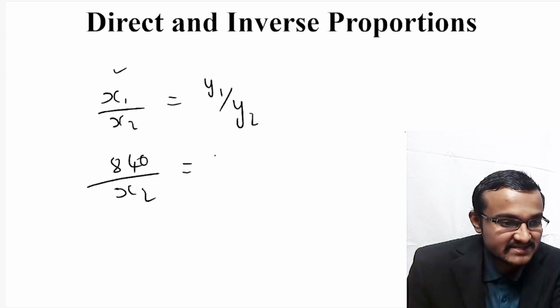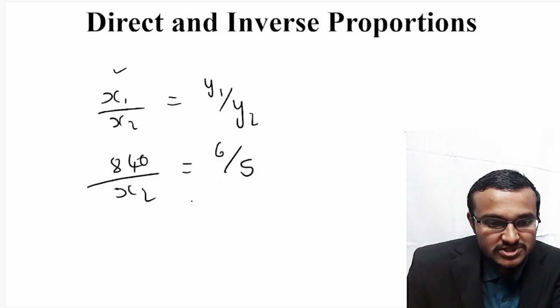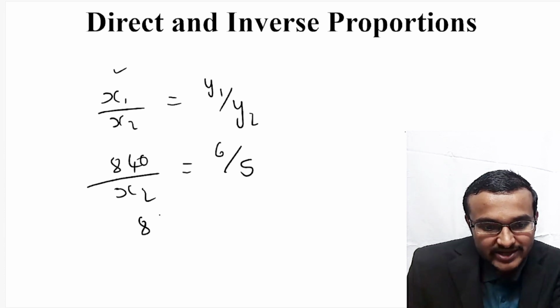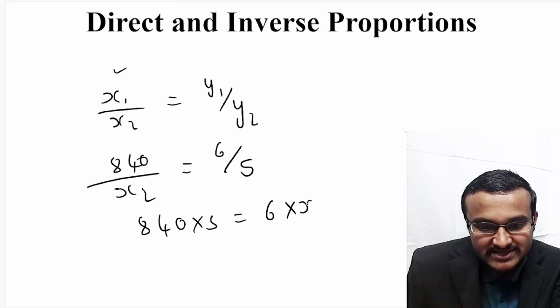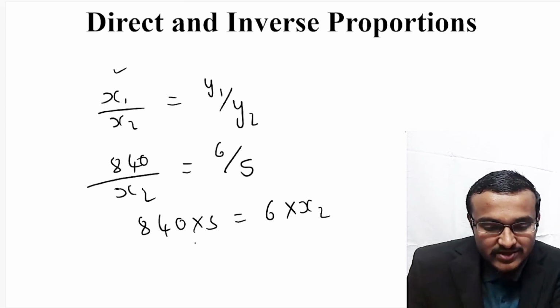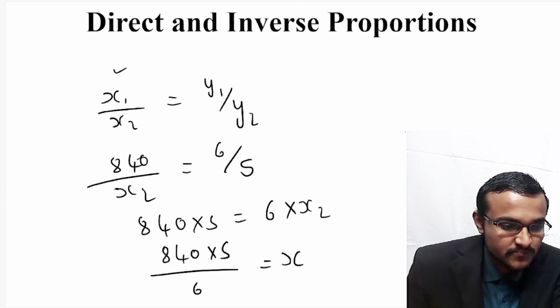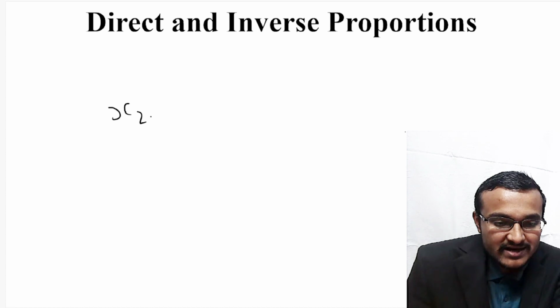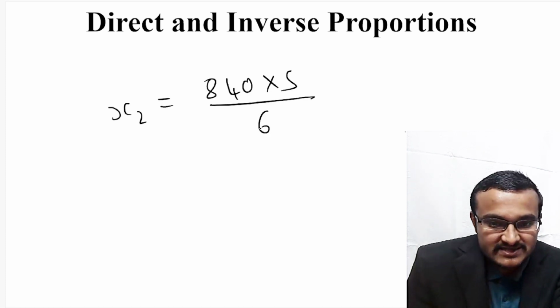So x2 will keep it as it is. So y1 is 6. y2 is 5. Now you can cross multiply this. This will be equal to 840 into 5 is equal to 6 into x2. So here you can bring this 6 to LHS. It will become 840 into 5 divided by 6 will be equal to x2. Or you can write this as x2 is equal to 840 into 5 divided by 6.